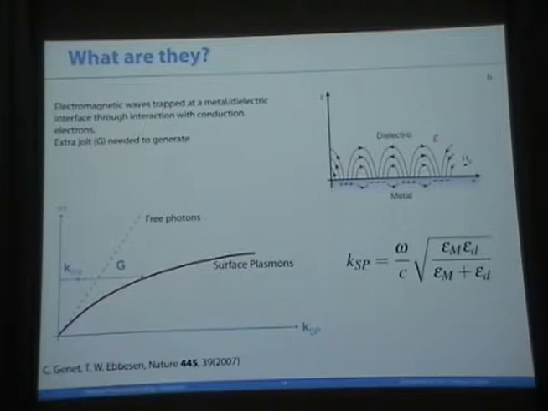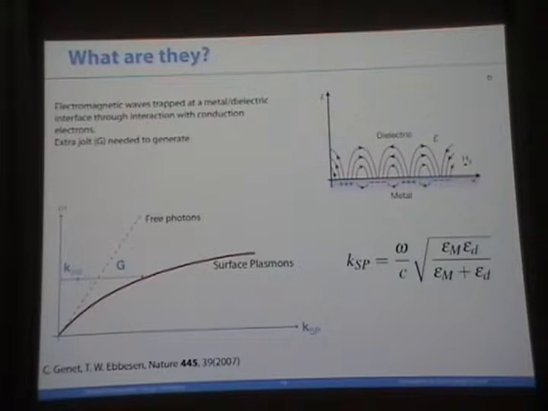What are they? How I explain these things is that you can think of them as electromagnetic waves, so light, basically, trapped at the surface of a metal with a dielectric. This happens through the interaction with conduction band electrons, or conduction electrons, in the metal. This is schematically shown here, where you see these field lines on the surface of this metal, where you have these charge oscillations, pluses here, minuses here, pluses here, and that gives you these little field lines. You can think of this as a photon basically trapped at the interface.